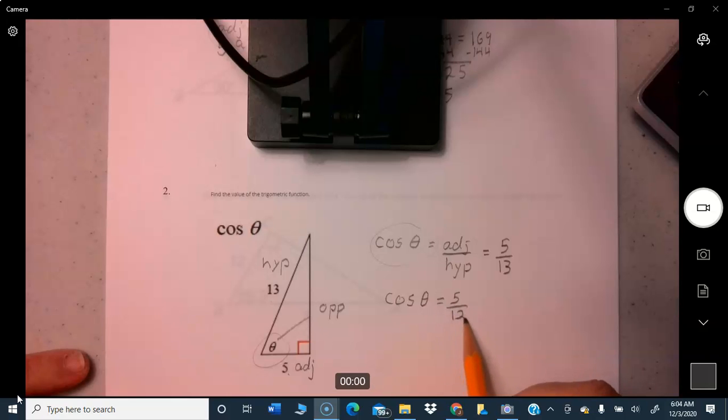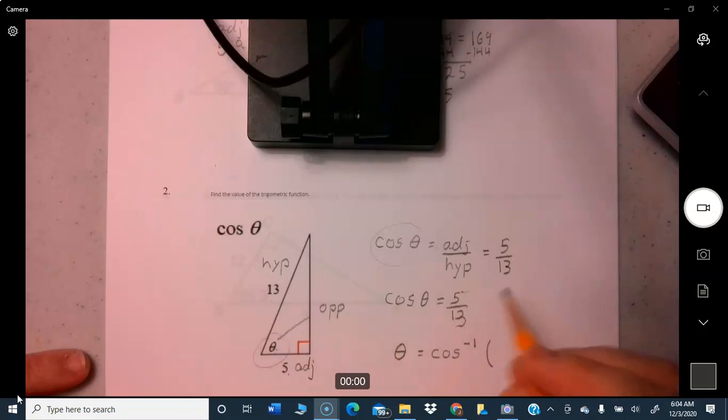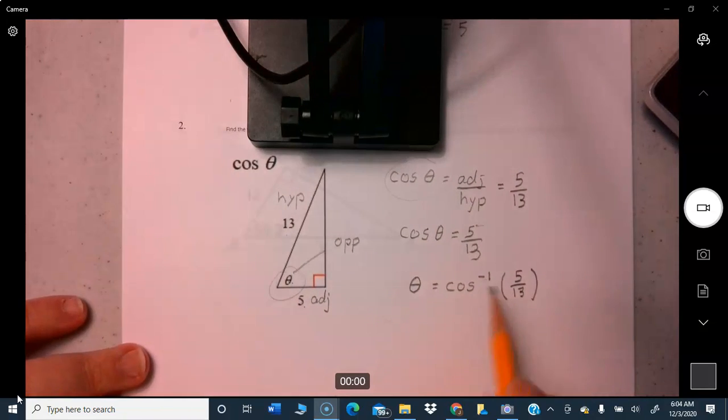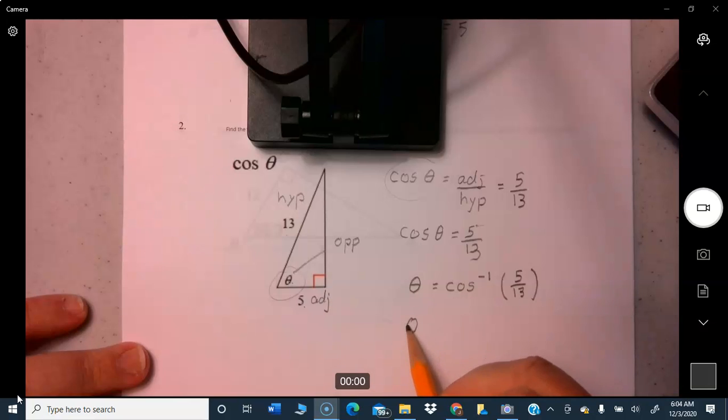What if I wanted to know what this angle theta is? And I want to know in degrees what's this angle theta? Then what you would do is you would say theta, that's the angle, equals the inverse cosine. This is where you would use an inverse cosine of this ratio here, 5 over 13.